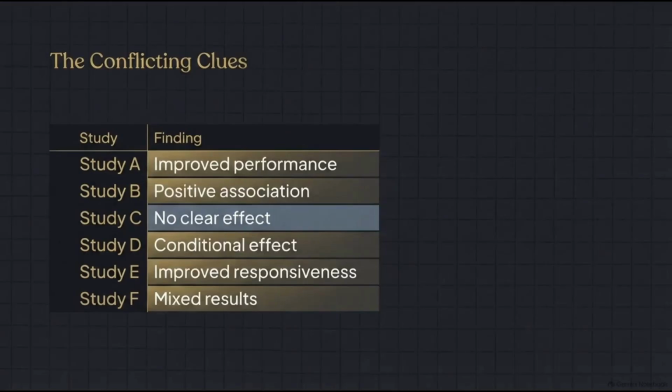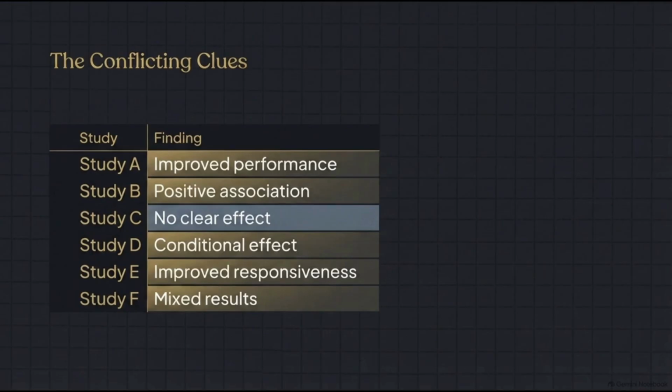So imagine you're the researcher on this case. You've gone out and gathered 6 crucial clues, 6 different studies. Study A, a large quasi-experimental study, says performance definitely improved. Okay, great. Study B, an observational study, also sees a positive association. We are on a roll, but wait. Study C, a comparative evaluation, finds absolutely no clear effect. Study D says the effect is conditional. Study E is purely qualitative and just notes some perceived responsiveness. And Study F gives us a completely frustrating mixed bag of results across different countries.